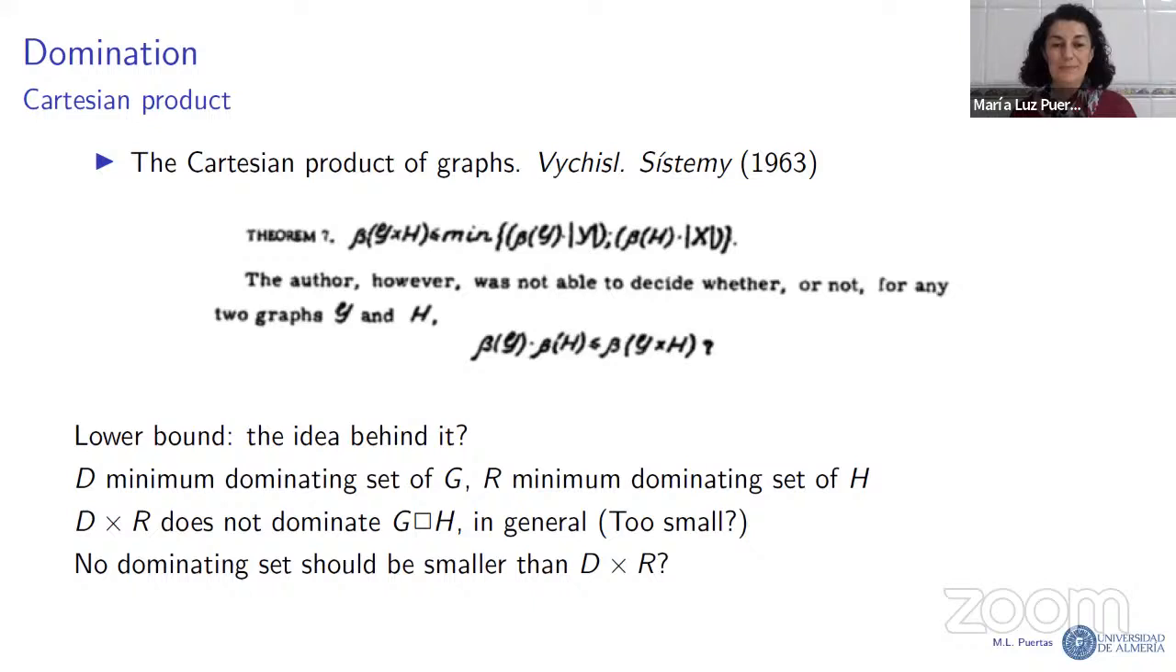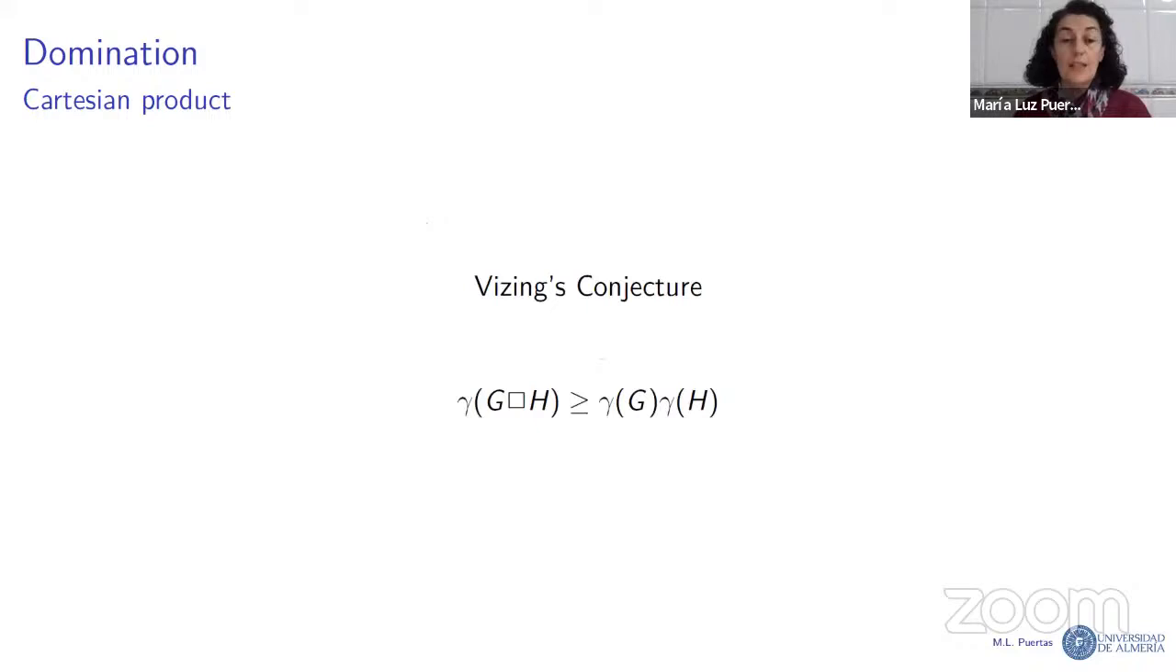With just a small number of vertices, a dominating set should be at least this number of vertices. So maybe this is the idea. But the thing is that this question is still open. 60 years ago. It is called the Vizing conjecture. It's a well-known conjecture.